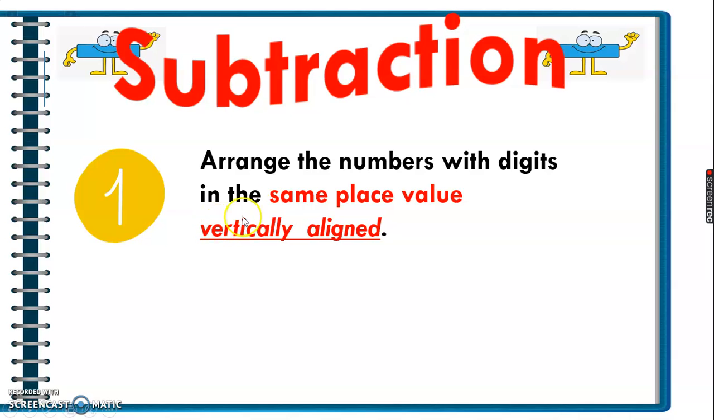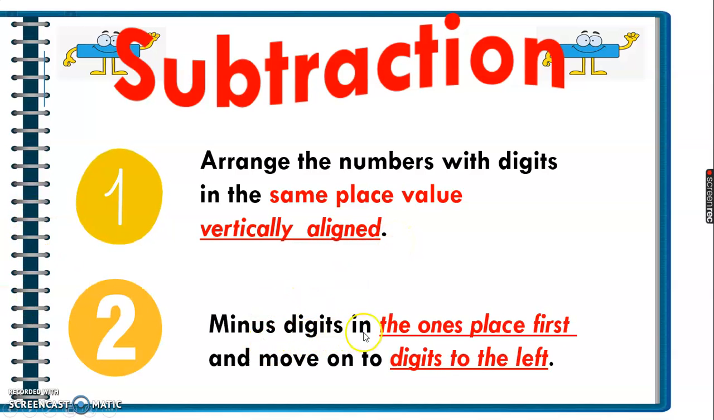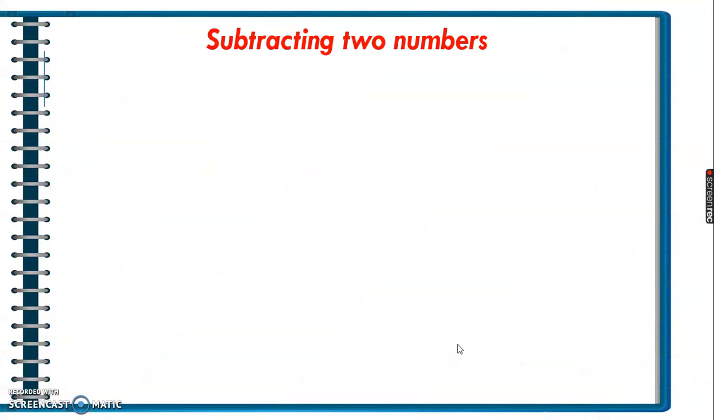First, when you subtract numbers, all you have to do is arrange the numbers with digits in the same place value, vertically aligned. Second, minus the digit in the ones place first and move to the digits to the left. Again, first, arrange the numbers with digits in the same place value, vertically aligned. And second, minus the digit in the ones place first and then move to the digits to the left. Okay, so let's proceed.